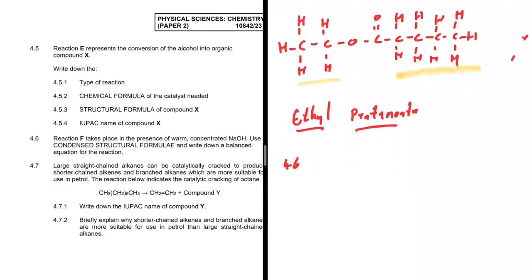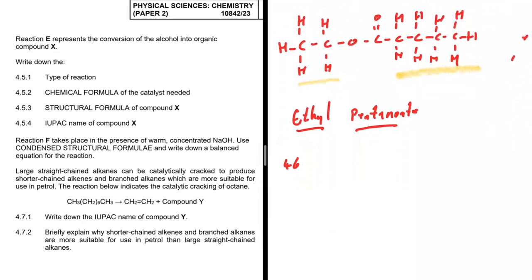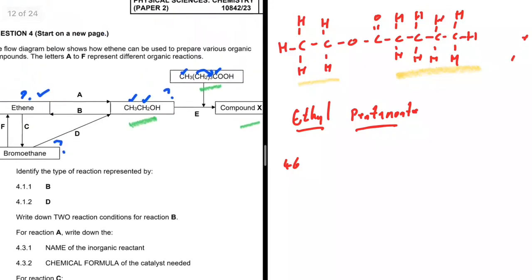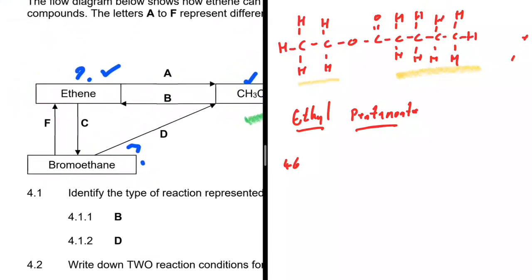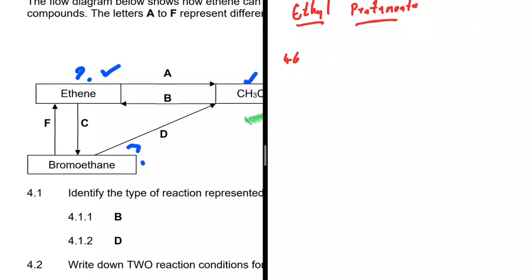So 4.6, reaction F takes place in the presence of warm concentrated sodium hydroxide. Use condensed structural formulae and write down a balanced equation for this reaction. Let's take a look at reaction F. Bromoethane gives us an alkene in the presence of concentrated NaOH. That's where elimination is going to take place. If it was in the presence of dilute NaOH, then substitution would take place.